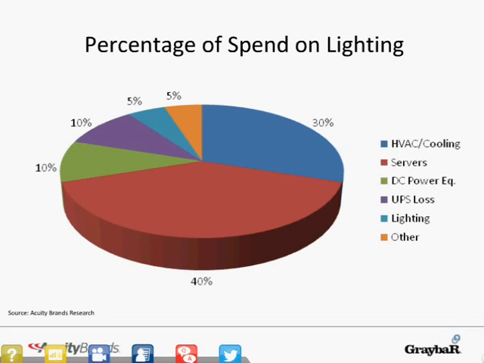We all know that data centers are notorious energy hogs. This is shown in the chart on the screen there. But at first glance, lighting may not seem like it's worth much attention when compared to the other really power-hungry components that are in the data center. If you look at servers, they represent about 40% of the total energy spend, and HVAC eats up about 30% of the energy spend. But lighting, at 5% here, really represents something that you can address right now.